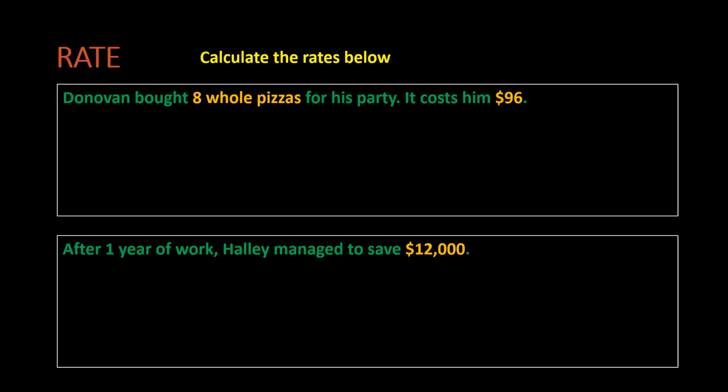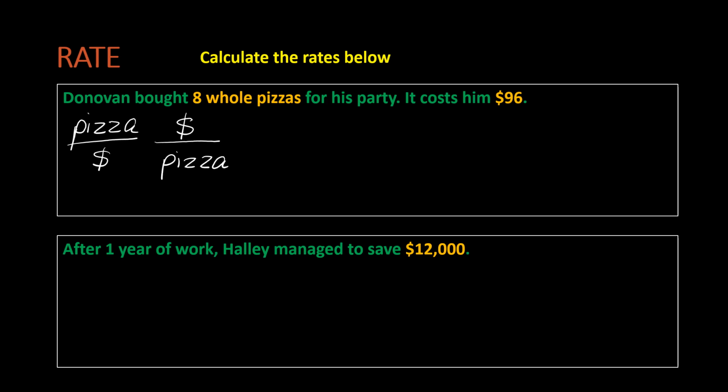Let's calculate more rates. In the first example, Donovan bought 8 whole pizzas for his party. It cost him $96. Now here, it doesn't tell us how to calculate the rates. So let's see which makes more sense. Do we put pizza over dollar or dollar over pizza?